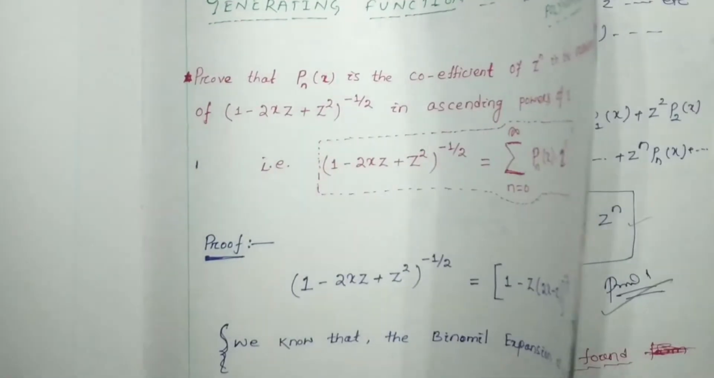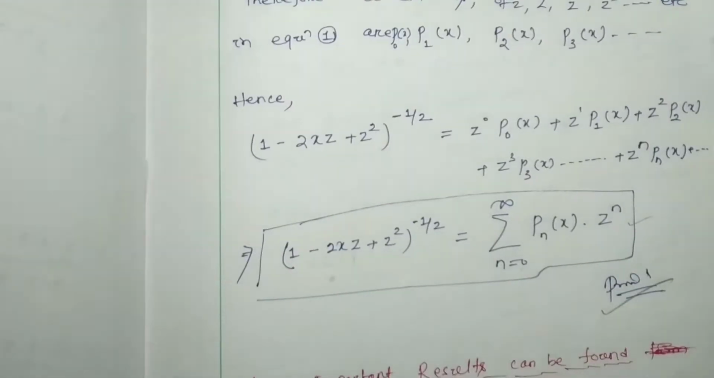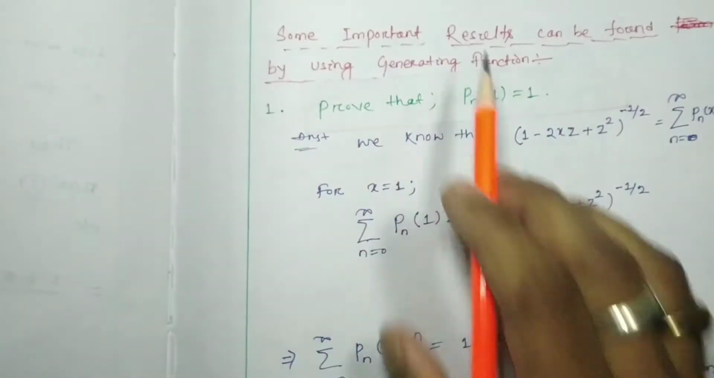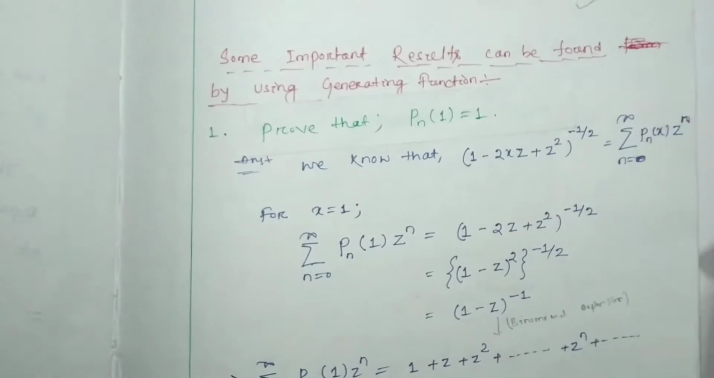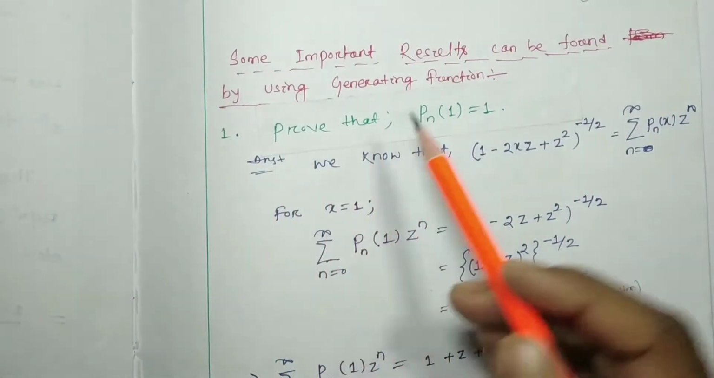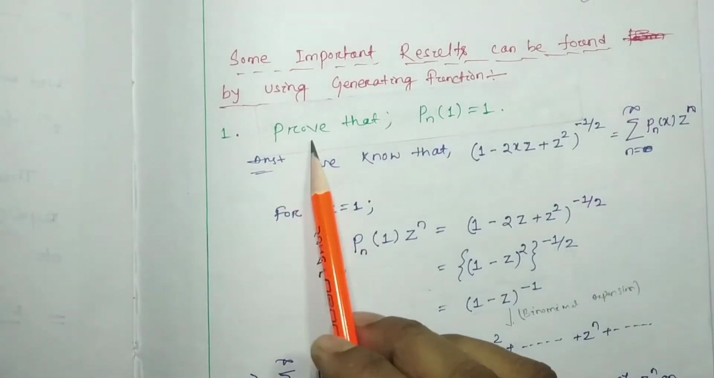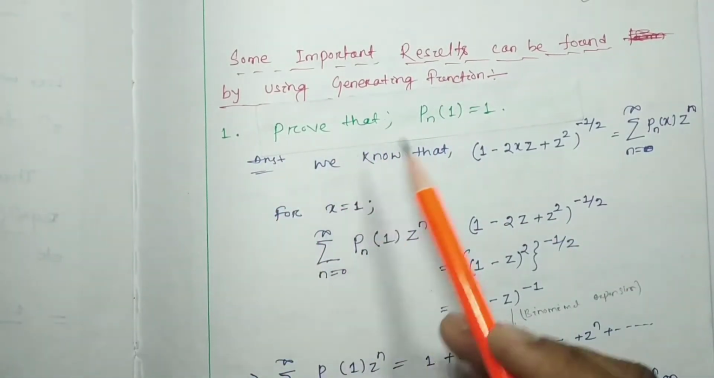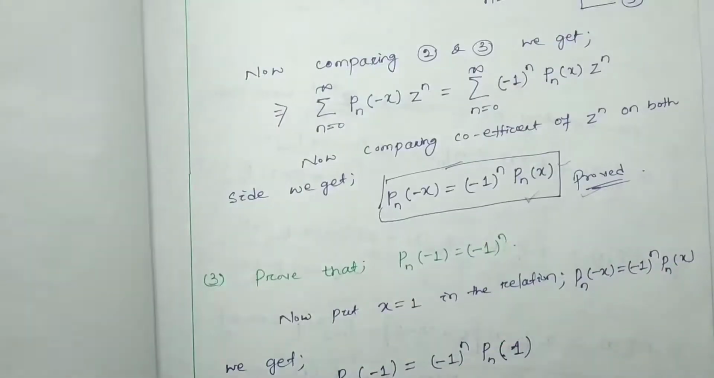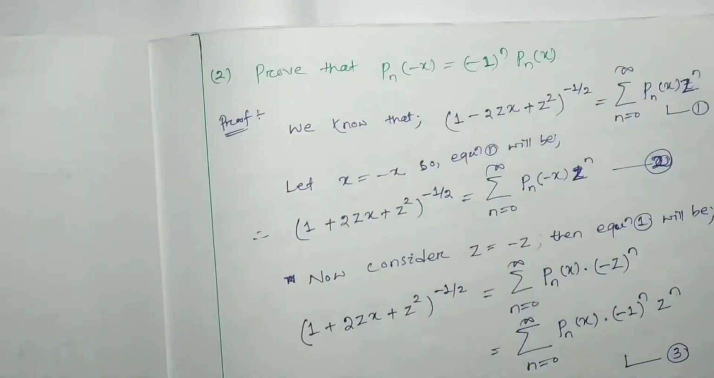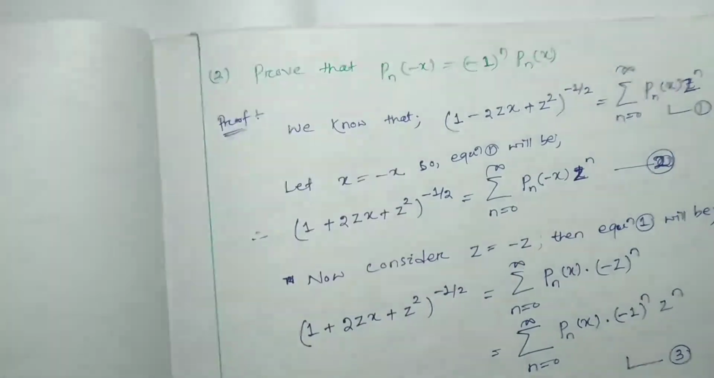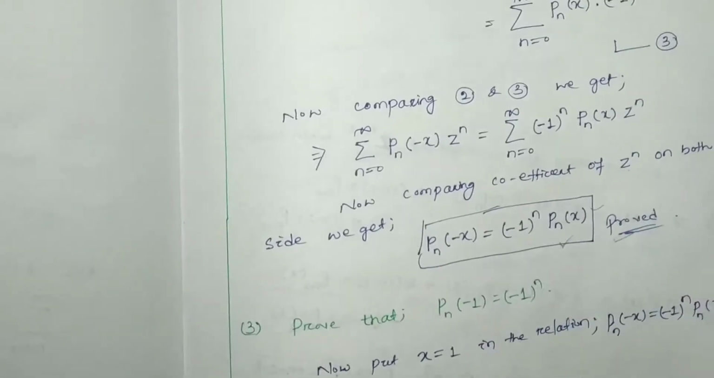Today, by using the generating function, we are going to find some important results which will be required for solving further problems in the following sections. I have written these results in the format of prove that, because sometimes it is asked in the exam: prove that Pn(1) equals 1, and that Pn(minus x) equals minus 1 to the power n Pn(x). So we have three important results that we are going to discuss.